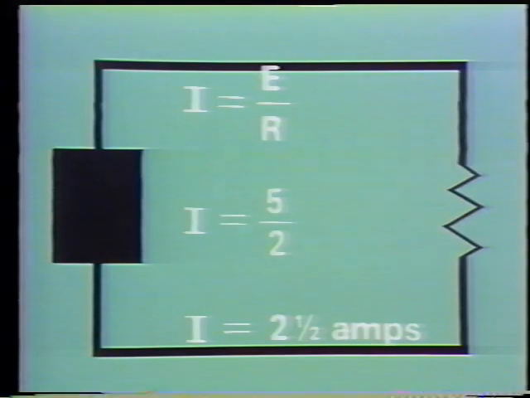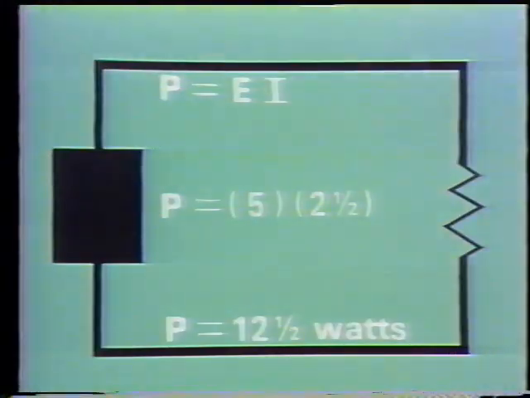In this circuit, we have our 5-volt power source and a 2-ohm resistor. That means that the current flowing through the circuit is 2 1/2 amps. I equals E over R, and 5 divided by 2 equals 2 1/2. The first formula for power is P equals EI. So power is equal to 5 volts times 2 1/2 amps, or 12 1/2 watts.